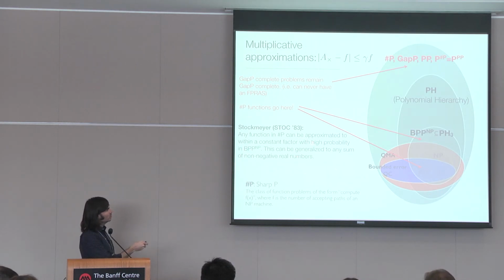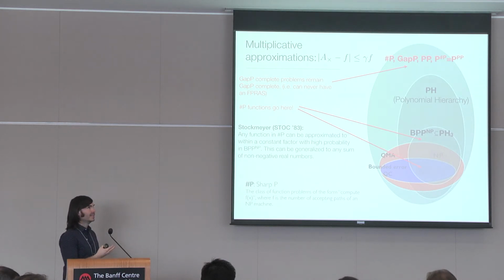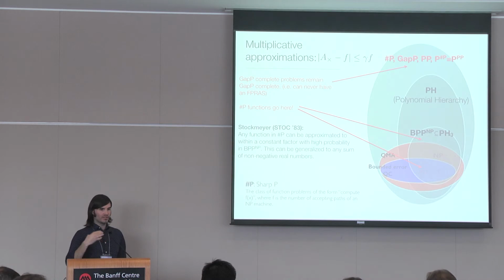That result actually yields an algorithm for computing these approximations for problems that are inside sharp P. And it uses sampling over the output solutions to classes of circuits which yield sharp P hard problems.